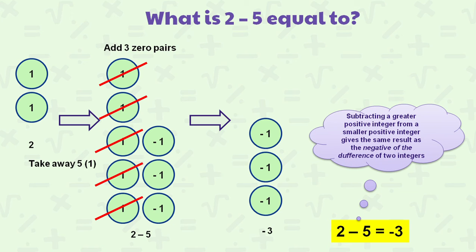Subtracting a greater positive integer from a smaller positive integer gives the same result as the negative of the difference of the two integers. It means you need to do the subtraction the other way round: 5 minus 2 is 3, so the result is negative 3.